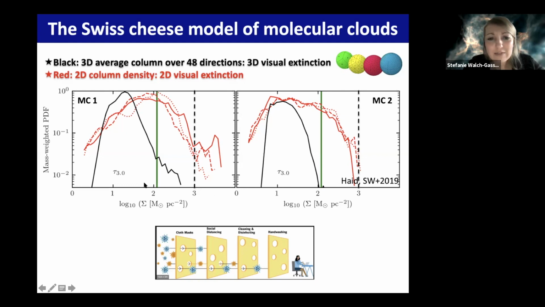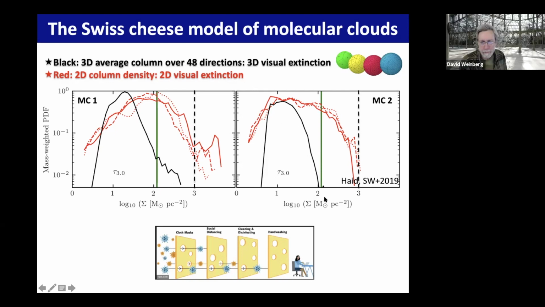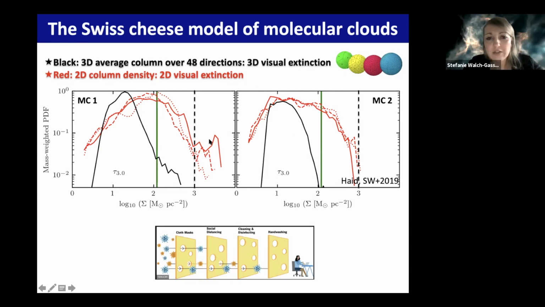And so for this reason, we generally find that the 3D visual extinction, which are the black lines here for the two clouds, is much smaller than the 2D visual extinction, which are the red lines. And here we have 3 lines each because of the 3 different lines of sight we consider. So you can clearly see, sorry?